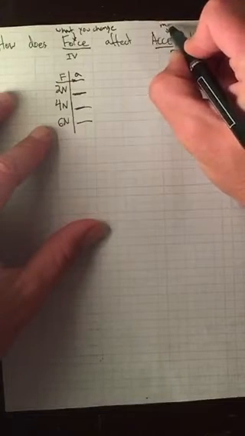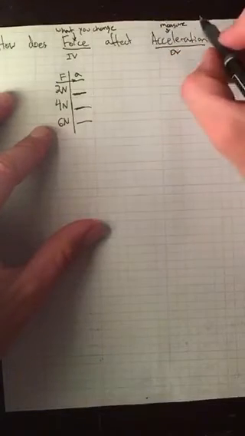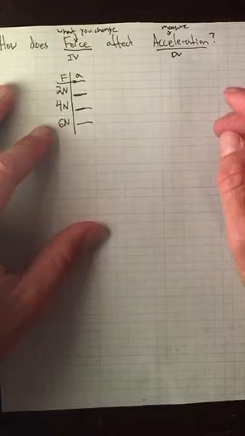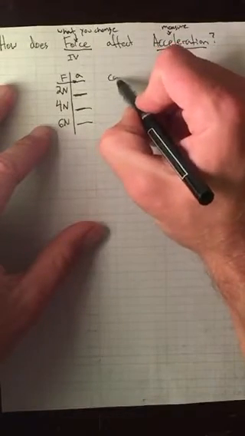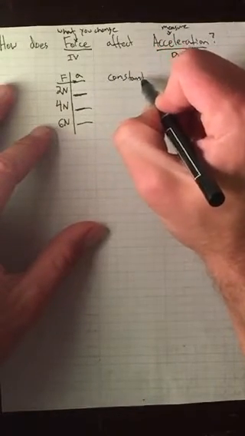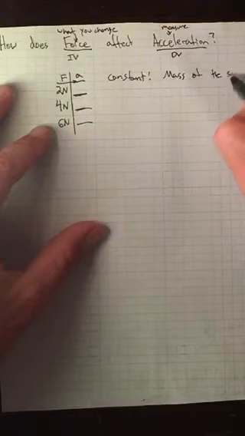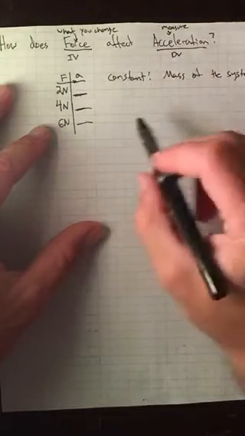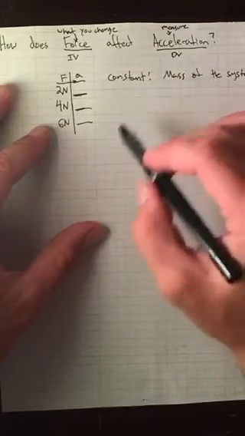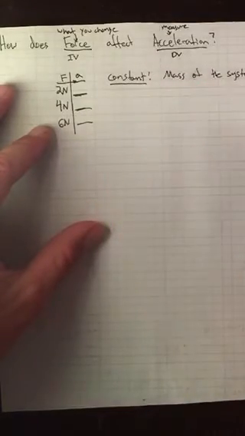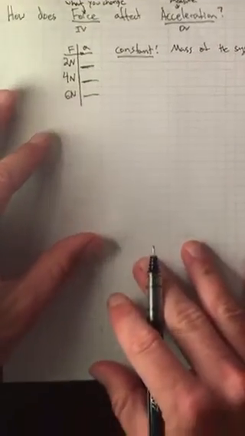Our dependent variable, this is what we measure. We're going to measure the acceleration, and we're going to measure it using the slope of a velocity versus time graph. We'll go into that later. Now the constant, this was tricky. The constant is the mass of the system. We might be moving some masses around, but the whole mass of the system, that's going to stay the same. That's our constant. So what was the experiment?